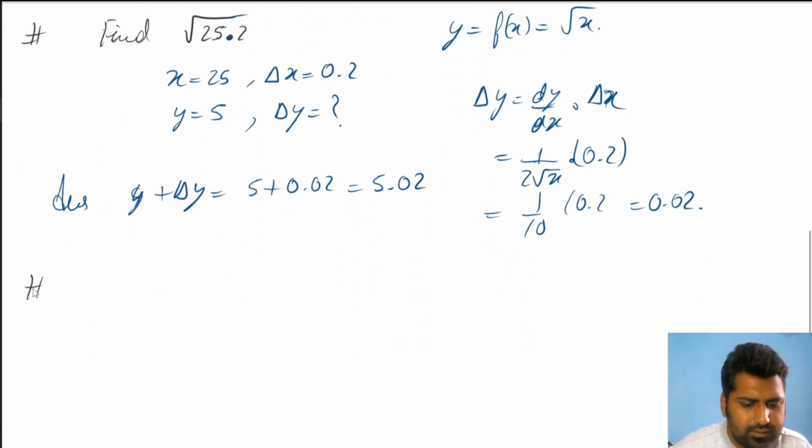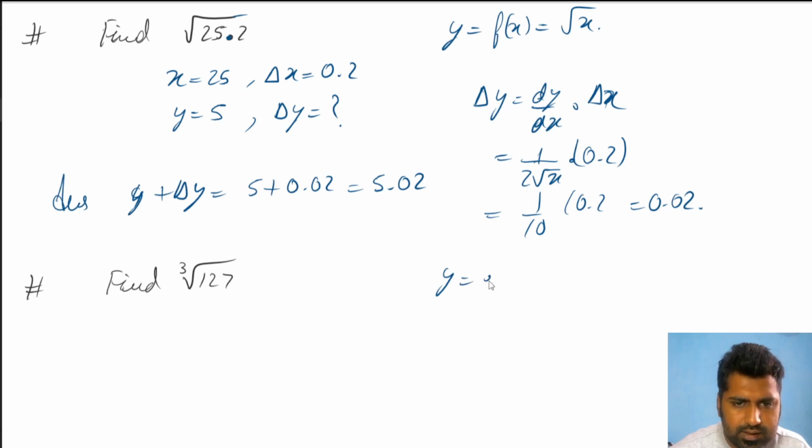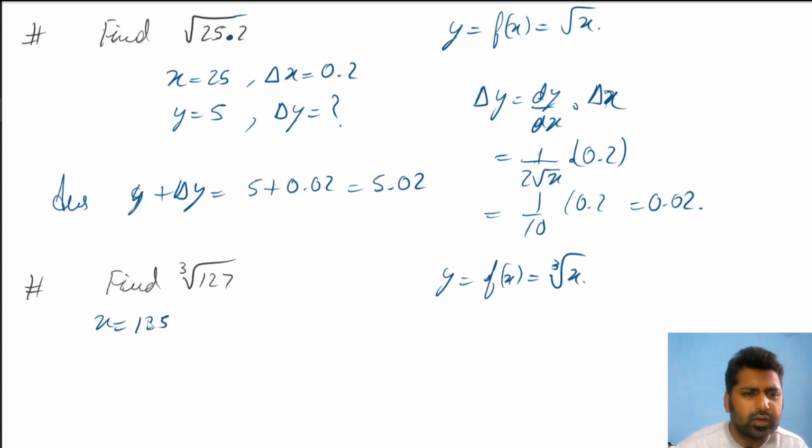Let's see another approximation. Find cube root of 127. Now you know 127 is not a perfect cube. First of all, your function is y is your function of x, that's cube root of x. If you take x as 125, you get an easy value for which you can actually calculate cube root. And now how much is your delta x? Delta x is 2. So you calculate your y accordingly.